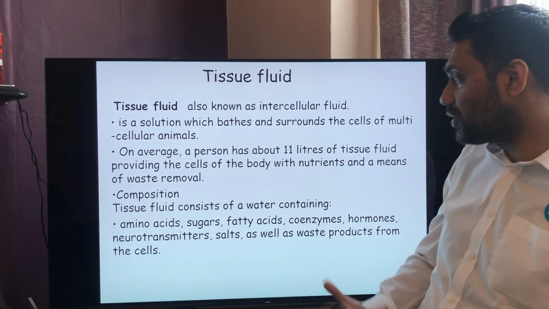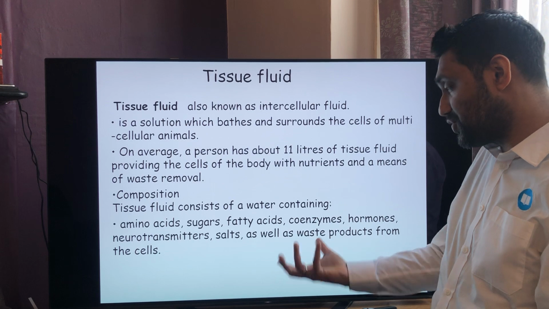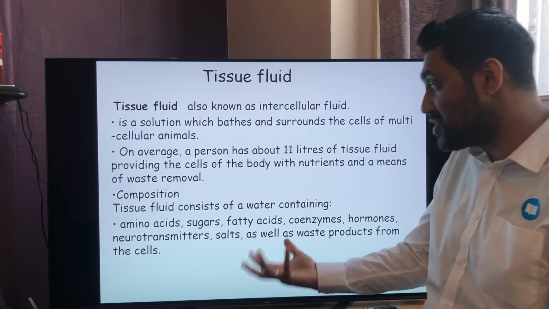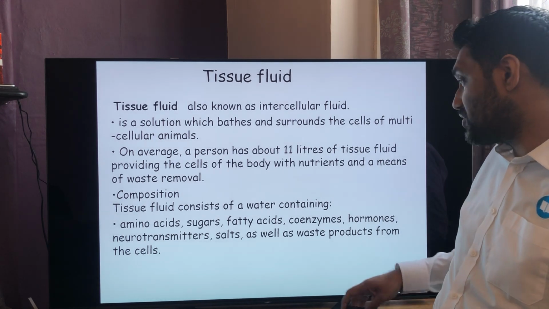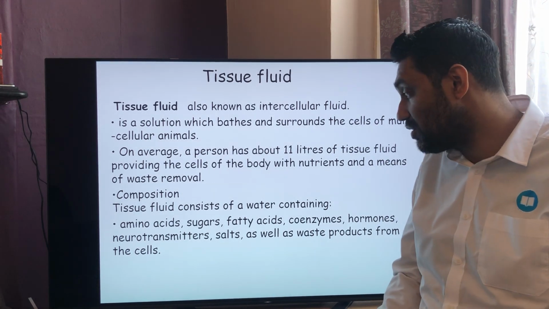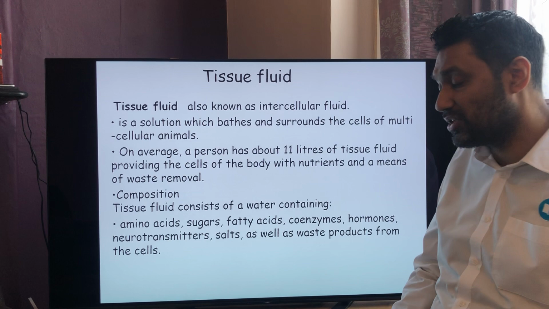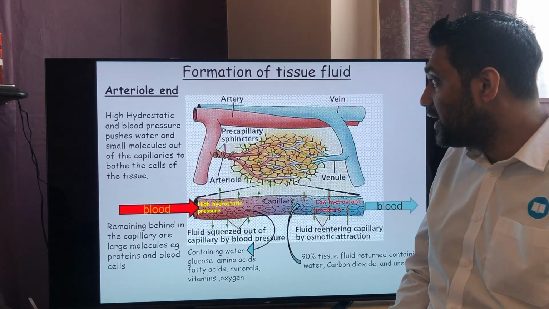But it carries all those nutrients and the things that we need, like amino acids, your sugars, your fatty acids, your enzymes, coenzymes, your hormones, neurotransmitters. You've got minerals in there and the waste products that need to leave your cells.